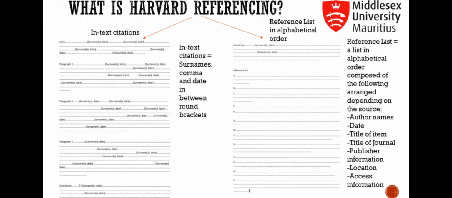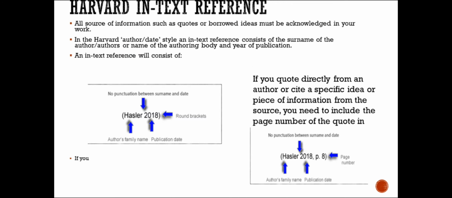And the second part is the reference list, which is a section that comes after your conclusion at the end of your work. This is a list of the full references of the different sources that you have already cited in-text in your work, in alphabetical order. So here you can see an example of an in-text citation.